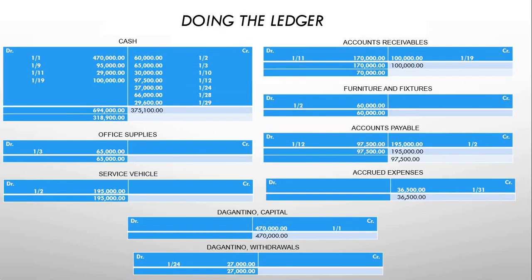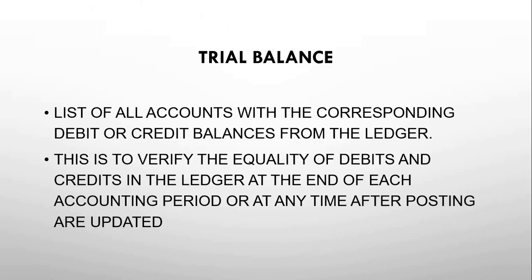Di ba we have debit or credit balances here? These debit or credit balances are what we transfer to the trial balance. For example, cash: when we place it in the trial balance, cash, debit balance, 318,900. Accounts receivable, debit balance, 70,000. Dagantino capital, credit balance, 470,000. So, the balances after we post them to the ledger, we place in the trial balance, again, to know whether the debit is equal to the credit.